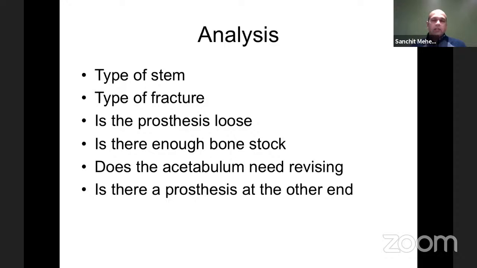In the analysis of the fracture, you look at the type of the stem, you look at the type of the fracture itself, then you work out, is the prosthesis loose? Is there enough bone stock? Does the acetabulum need revising? And is there a prosthesis at the other end?